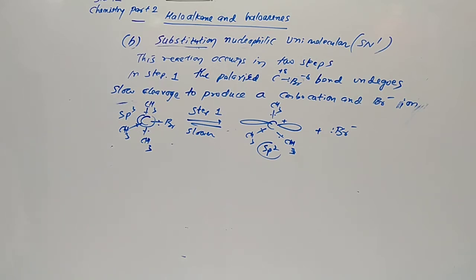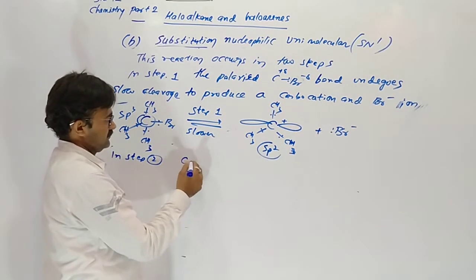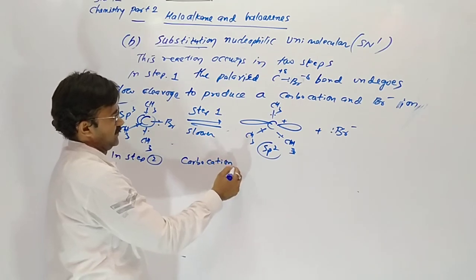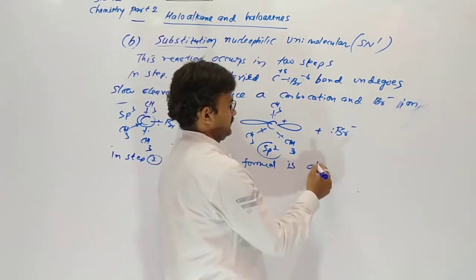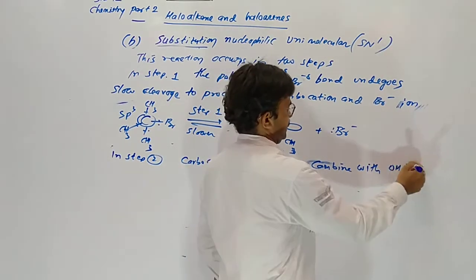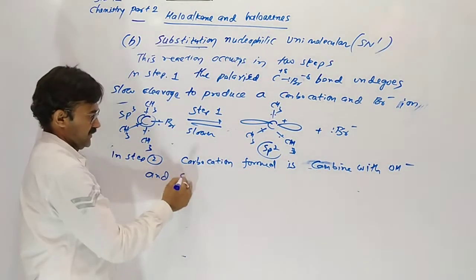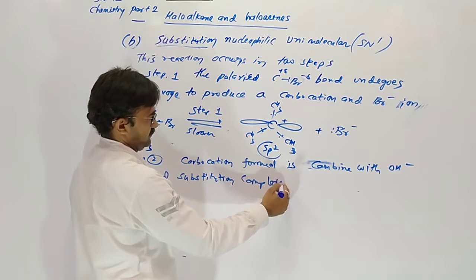The carbocation thus formed is then attacked by the nucleophile in step 2 to complete the substitution reaction. In step 2, the carbocation formed is combined with OH minus and the substitution completes.